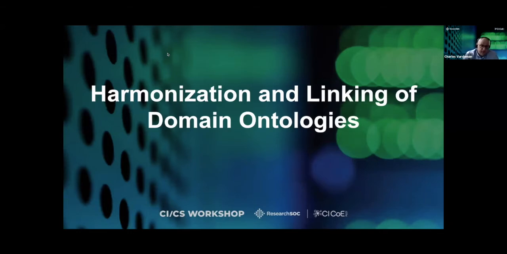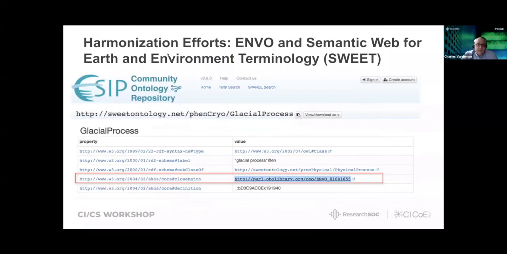And this is probably the most abstract topic. But part of what I've been involved with as part of the Cyber Infrastructure Center of Excellence is these harmonization efforts. There are two ontologies, the Environment Ontology and the Semantic Web for Earth and Environmental Terminology suite. These are two different vocabularies at different degrees of formalization and different degrees of utilization, of use in the world. But they have related concepts, right?